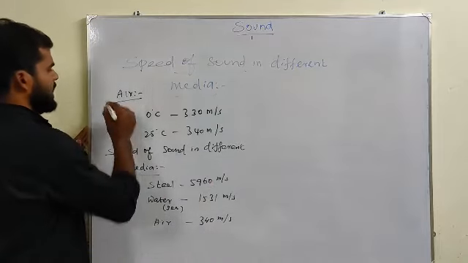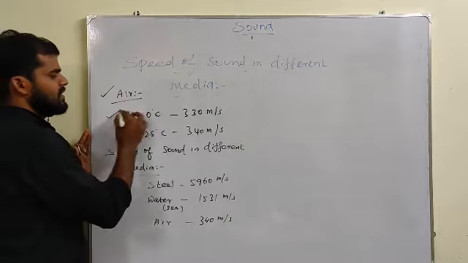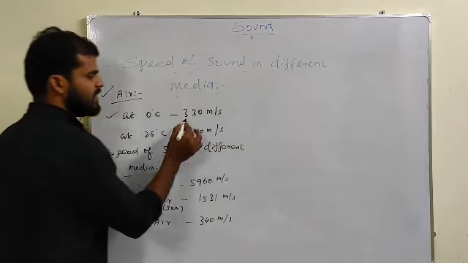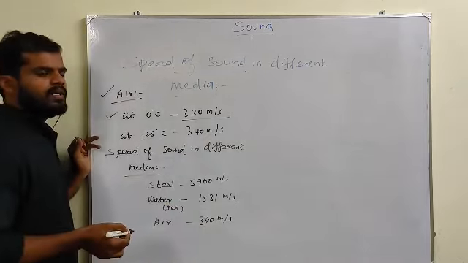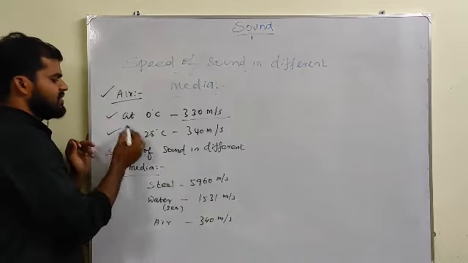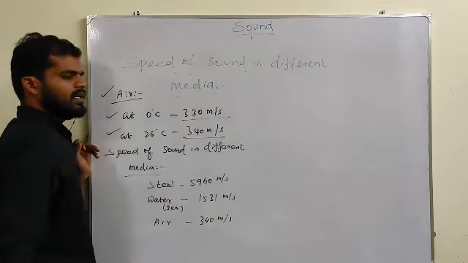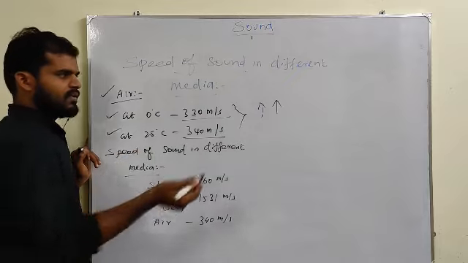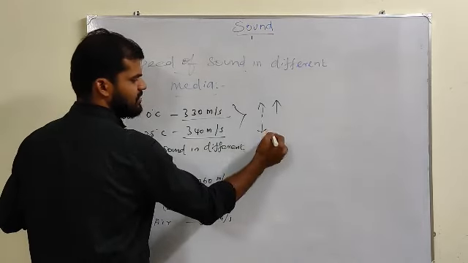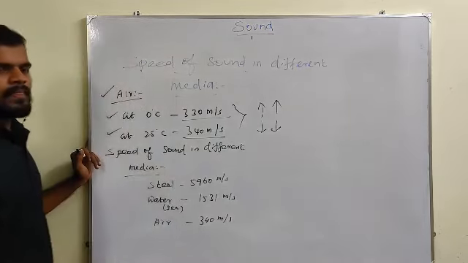For example, air. At 30 degrees Celsius, the speed will be 330 meter per second. At 25 degrees Celsius, 340 meter per second. So when temperature increases, speed will increase. When temperature decreases, speed will decrease.